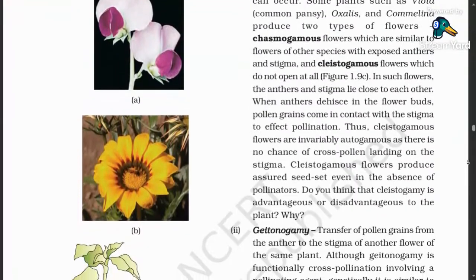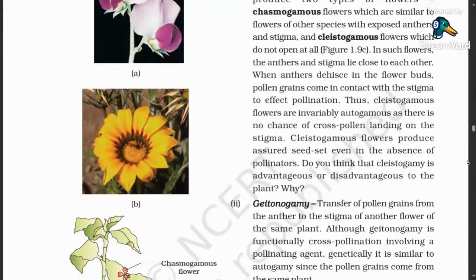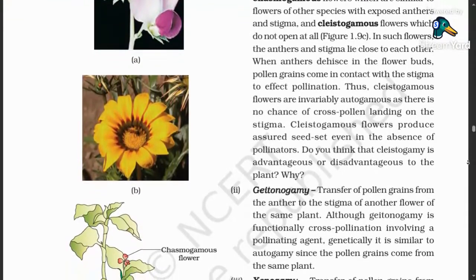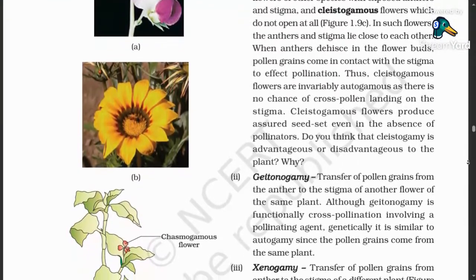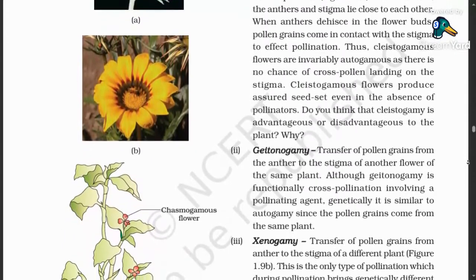Cleistogamous flowers produce assured seed set even in the absence of pollinators. Do you think that cleistogamy is advantageous or disadvantageous to the plant? Why? Geitonogamy: transfer of pollen grains from the anther to the stigma of another flower of the same plant.